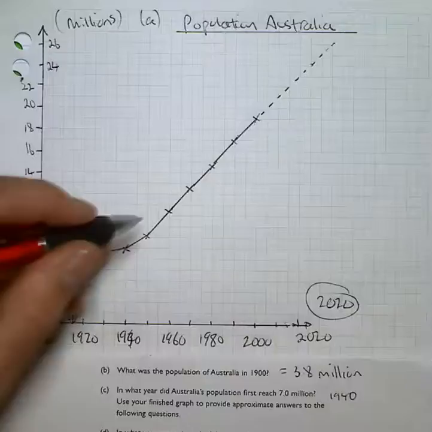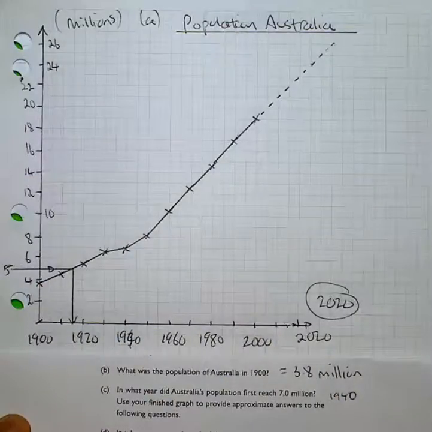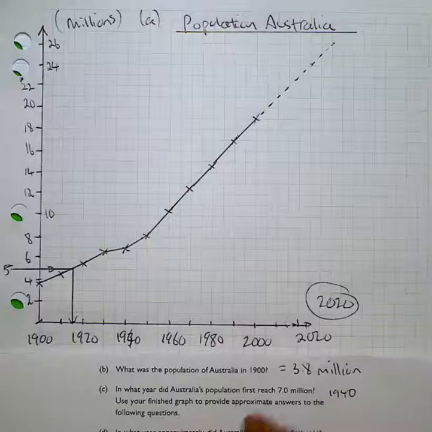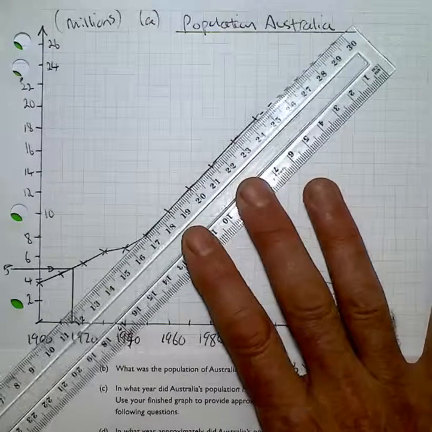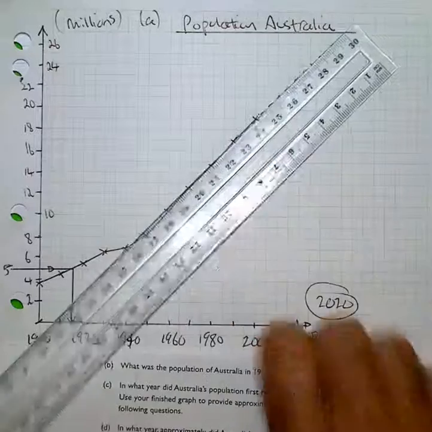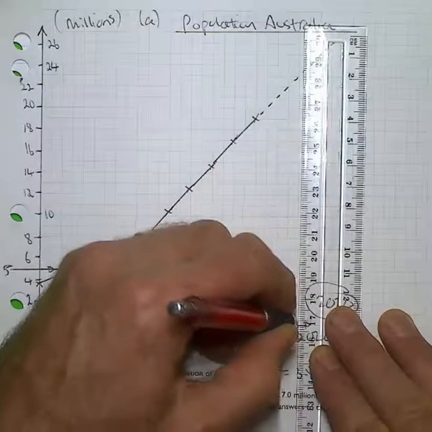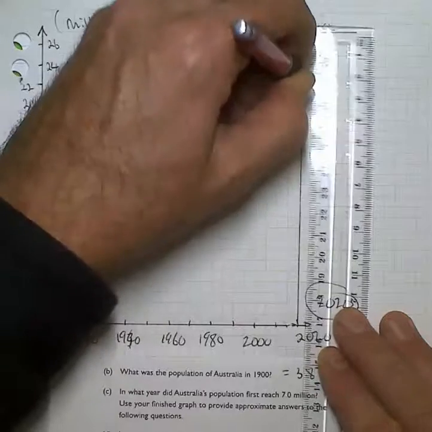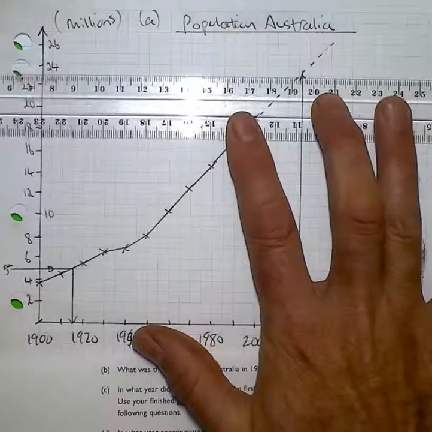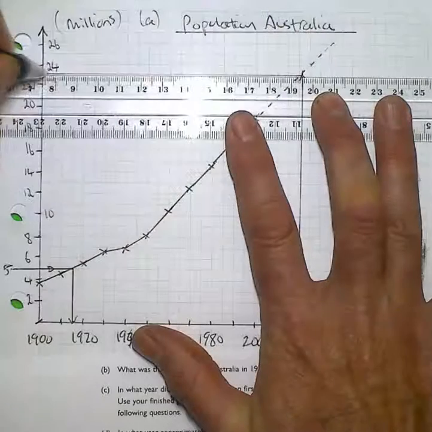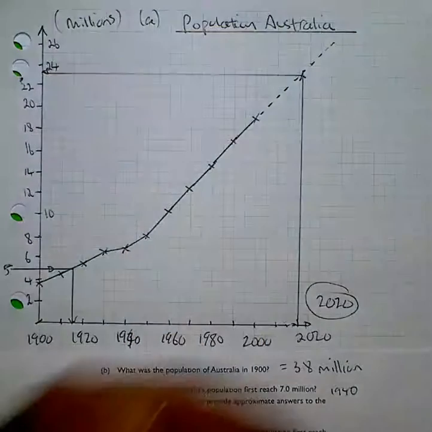in the year 2000. Now, if I was to extend my graph to about 2020, as I discussed earlier, all I've done, I've lined my graph up so it follows an approximate straight line, and I've extended my graph to about 2020. I'm going to rule up from 2020 and rule across, and that will give me an estimate. So the way in which I've drawn my graph, it's about 23 million.